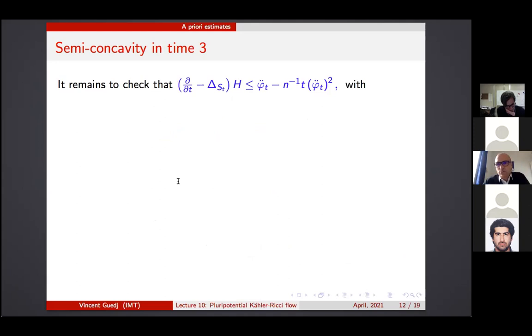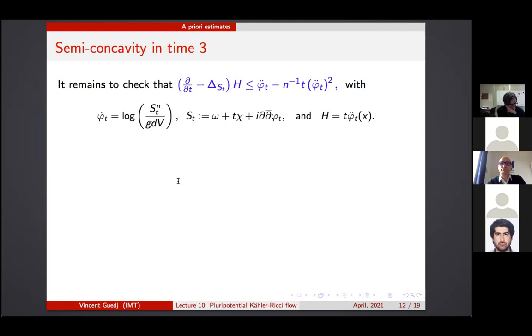I want to prove that d by dt minus Laplacian omega t of h is less than this quantity. Well, I recall here, because I have changed slides, omega t is the evolving Kähler form, h is t times phi t double dot, and let me recall to you also the complex Monge-Ampère flow equation, which is omega t to the n equals e to the phi t dot g dv. Or written differently, phi t dot is log of the ratio of omega t to the n divided by g.